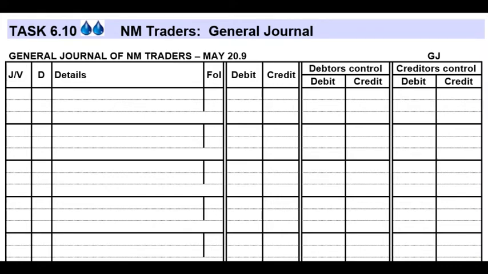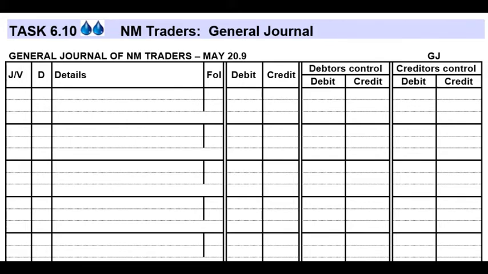Okay, so task 6.10 said that we must complete the general journal entries to correct the following errors that occurred in the books of NM Traders. And we have to provide suitable narrations. Now the first transaction took place on the 4th of May.